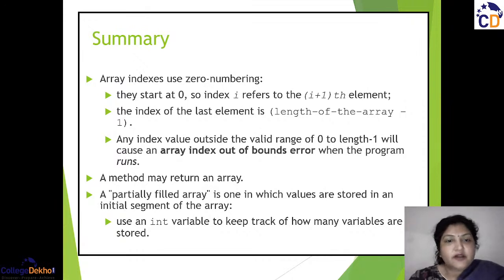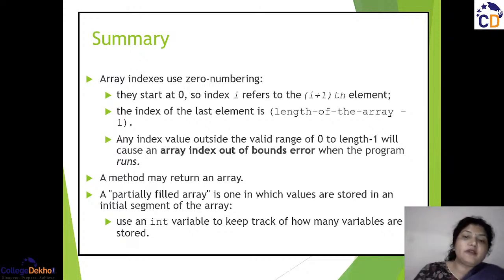A method may return an array. You may have a method that returns an array. A partially filled array is one in which values are stored in an initial segment of the array. So we will be having more programs on each and every point, like use an int variable to keep track of how many variables are stored. Right, so you may have some counter like we have used in a for loop, and then we calculate the length of that particular array.